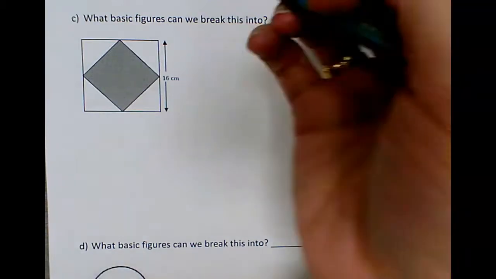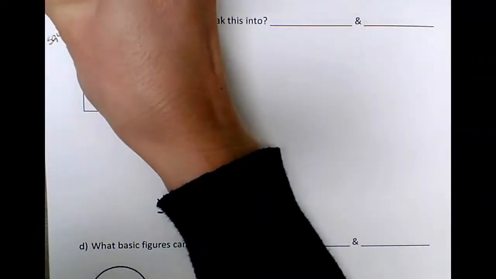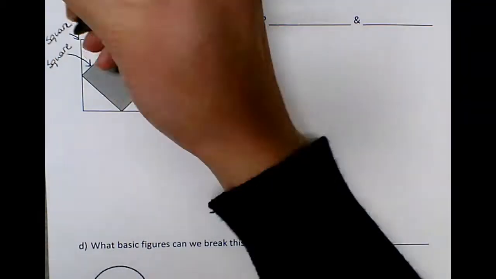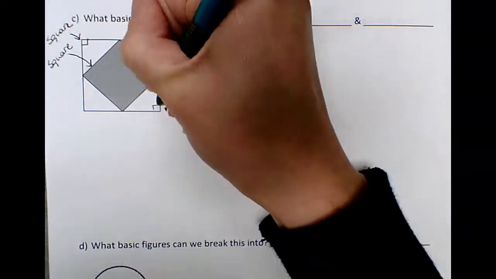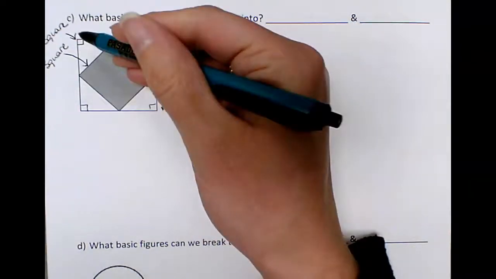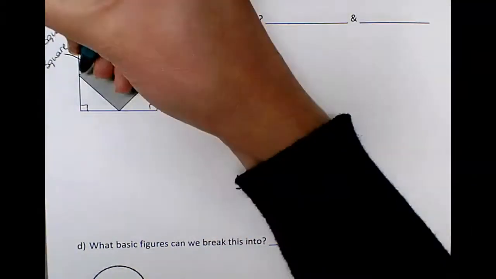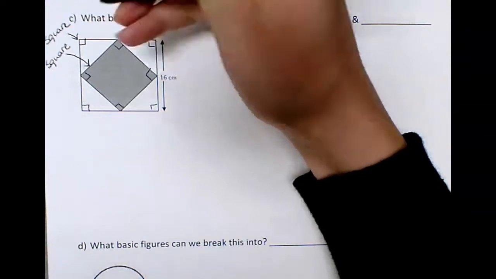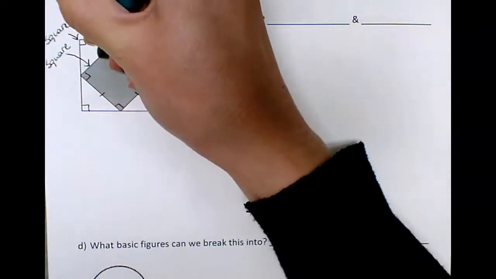So I'm going to make sure that we understand that this is a square and this is a square. And by definition, that means that we have 4 right angles here. We have a 16 centimeter side, and then 3 other 16 centimeter sides. And then same situation inside. We have these right angles, and then these may not necessarily be 16 centimeters. However, they are all congruent side lengths.